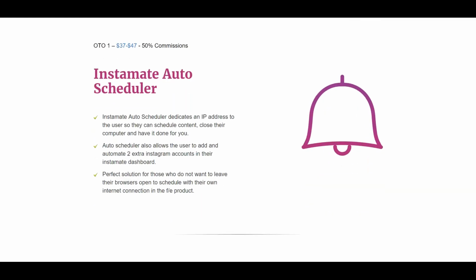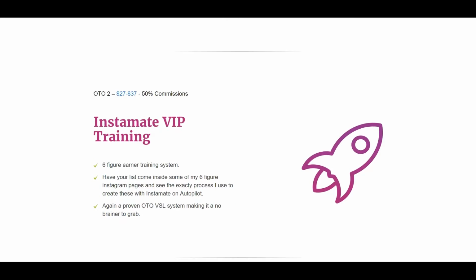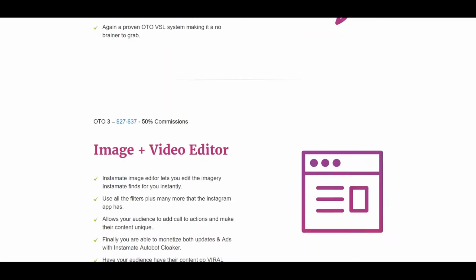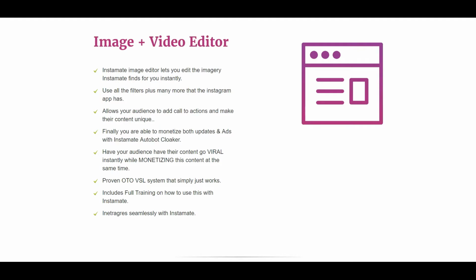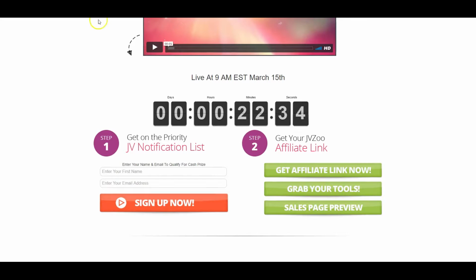So that is a rundown of the OTOs, and this here just goes into a little more depth explaining what it is. The VIP training, like I mentioned, lets you come inside some of my 6-figure Instagram pages and see exactly the process I use to create these with Instamate on autopilot. The rest of this talks a bit more about some of the OTOs, but let's jump right into the demo real quick.